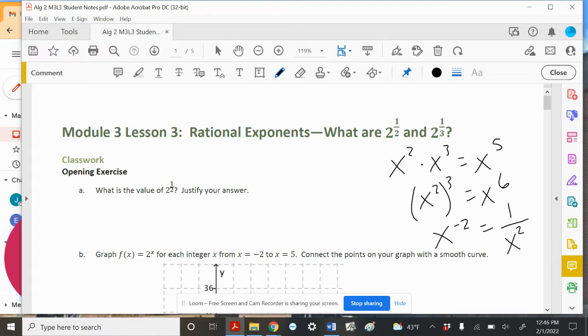So if the negative's in the numerator, it moves to the denominator. If it's in the denominator, it moves to the numerator. So this is going to be very similar.